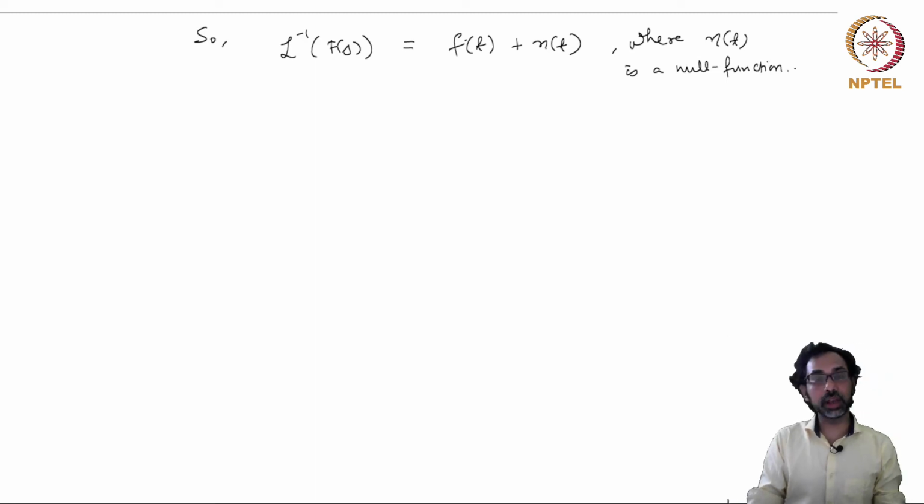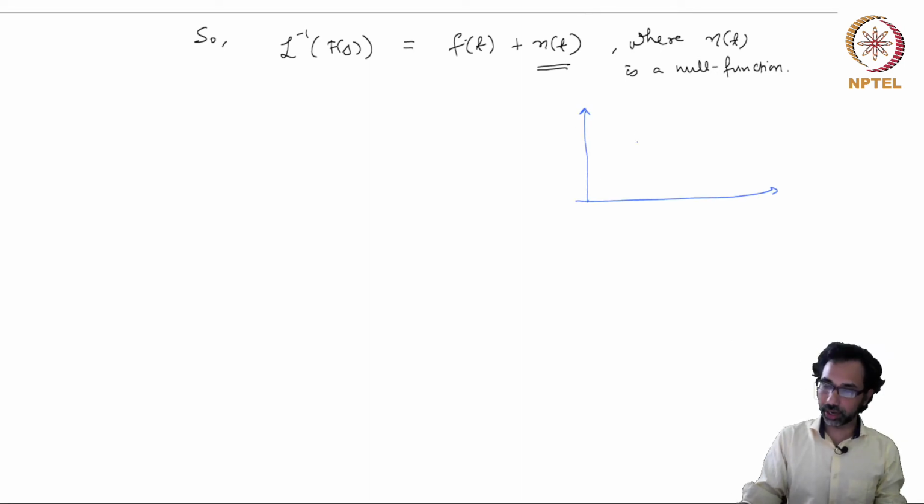So not only do we have more than one choice for our inverse Laplace transform, in fact we have infinitely many choices, because there are infinitely many null functions. You can define any null function using finite values at discrete points. For example, if this is 1, you can put the value 2 here, and at, let's say, the value 5 you can put the value 2.5, and it's 0 otherwise.